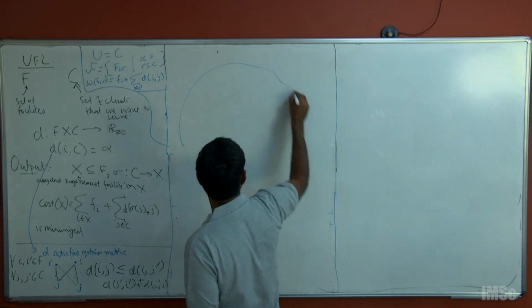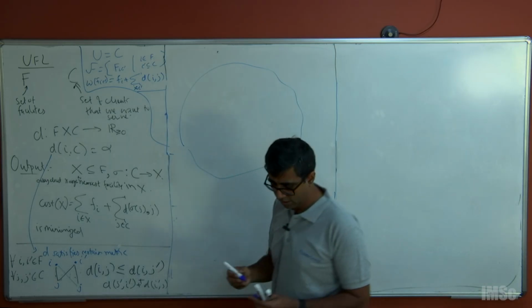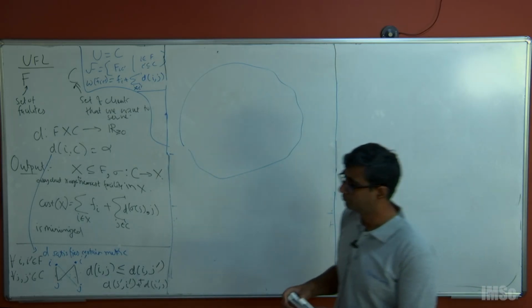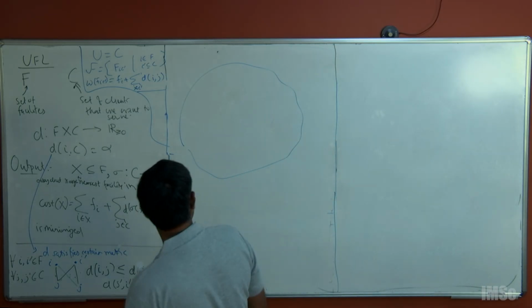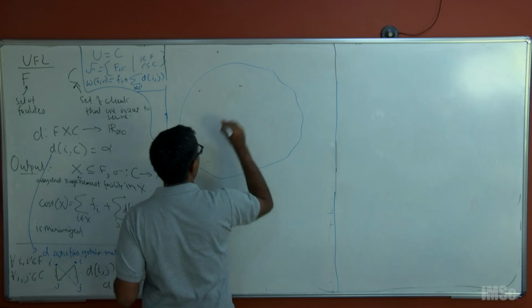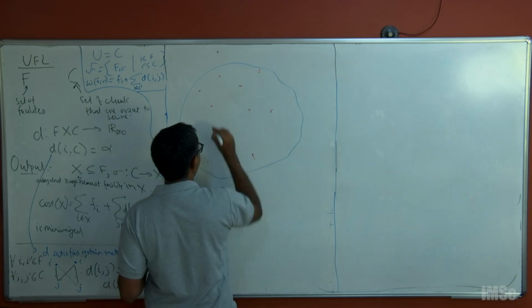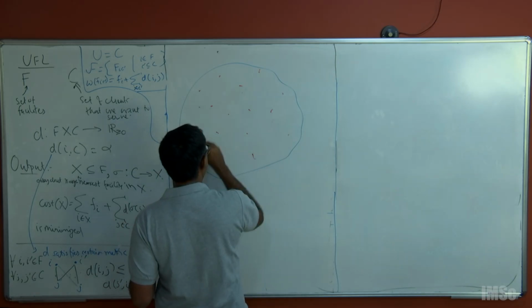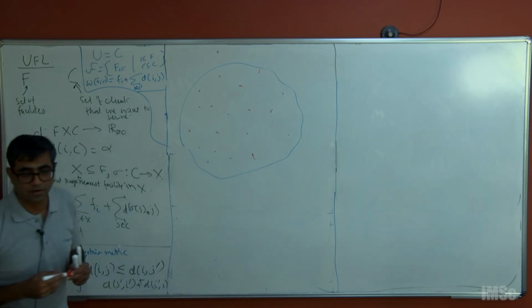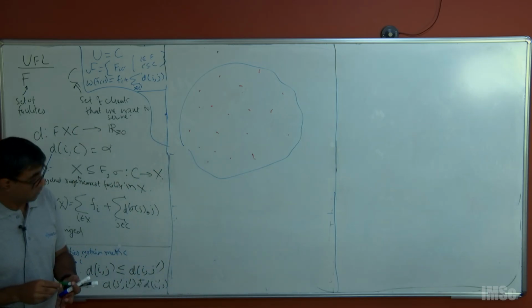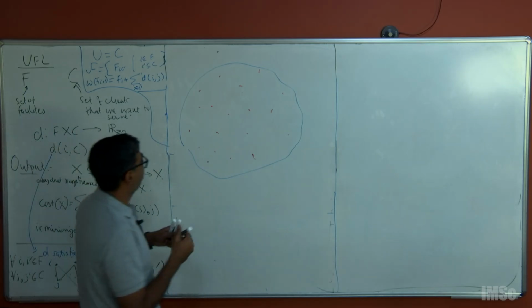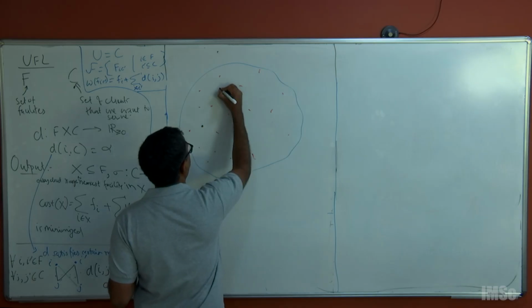So think of it this way. Here it is. These are where the clients are located. This is the client, where the clients are located, and this is where potential facilities can be opened.